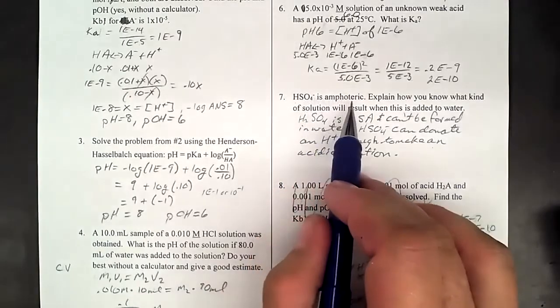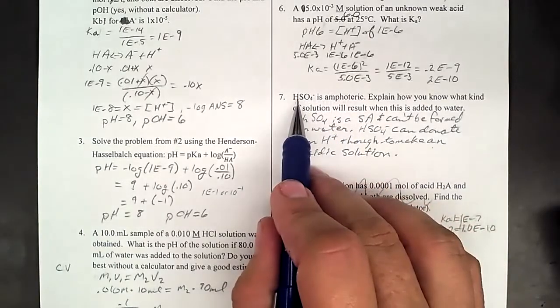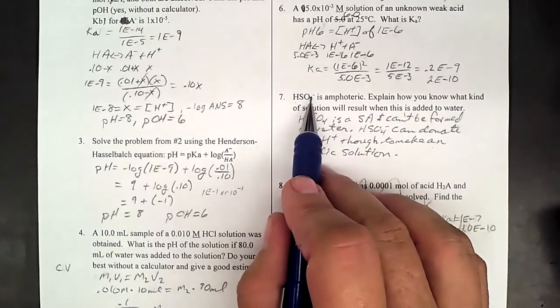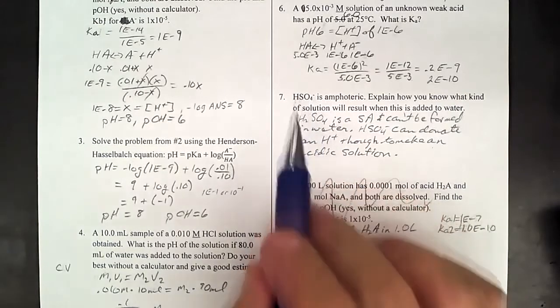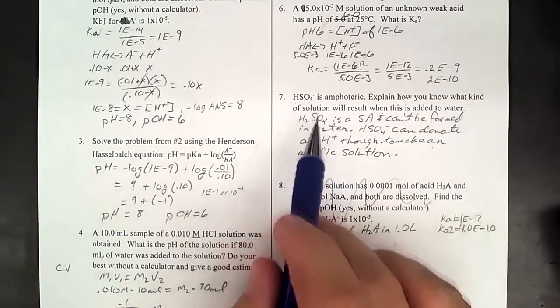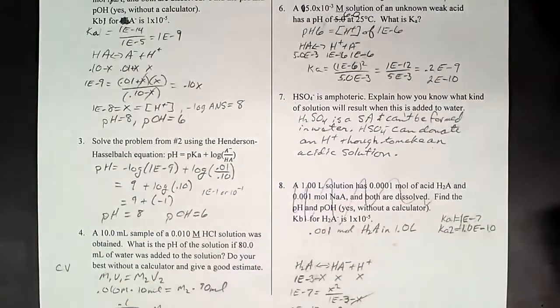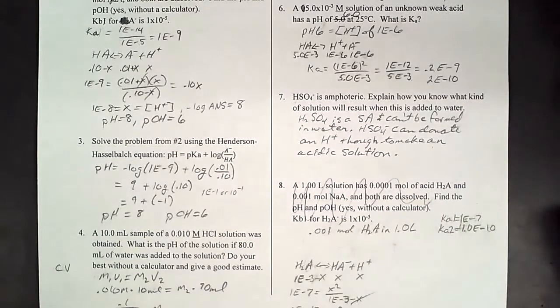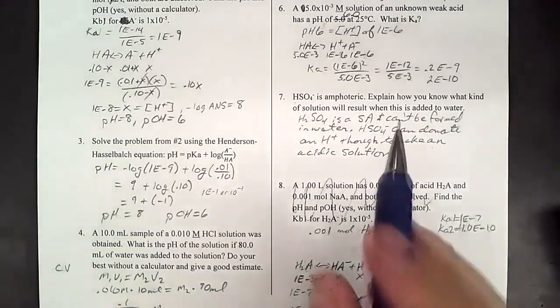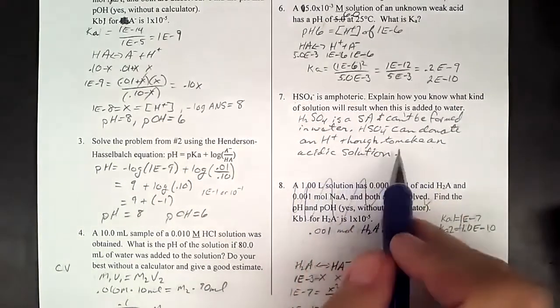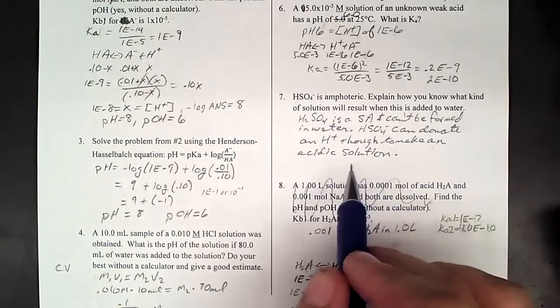HSO4 minus is amphoteric because it certainly has an H to give, and people will notice that it's negative and say, well, it could take an H, except that you would be forming H2SO4, which is a strong acid, which can't be formed in water because strong acids by definition come apart in water 100%. So by all logic, they can't be formed. However, it can donate an H, and that would make an acidic solution.